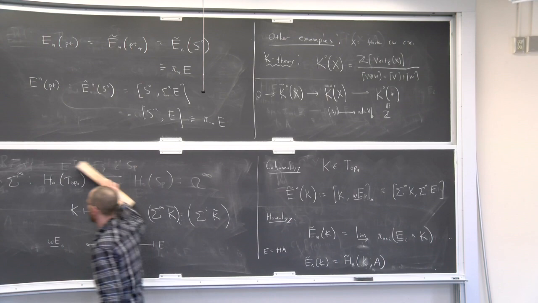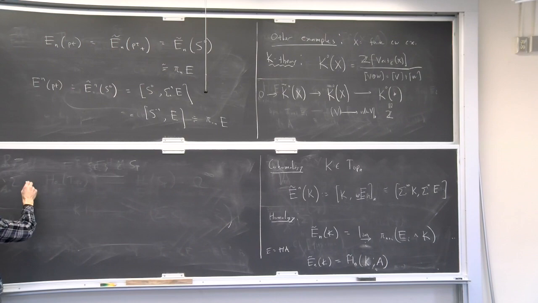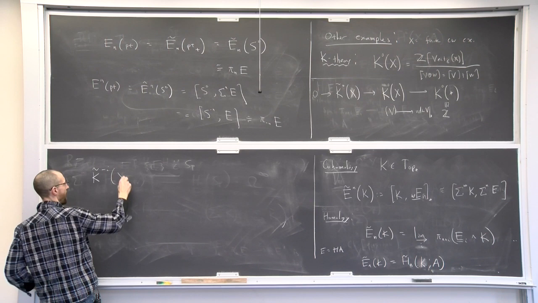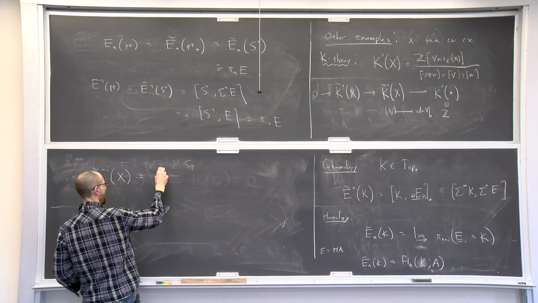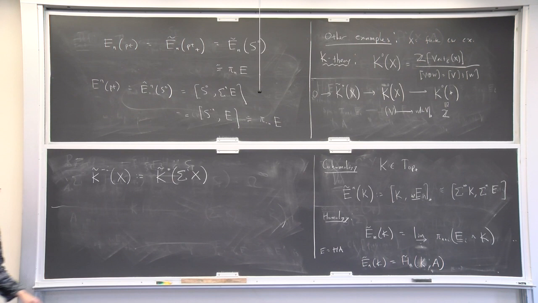And then I could define the negative K groups of X by saying I want a suspension isomorphism. So I could define these to be K naught of sigma i X. But that doesn't tell me what the positive K groups are, okay? So this is something you can do, but to get positive K groups, you have to do something else.